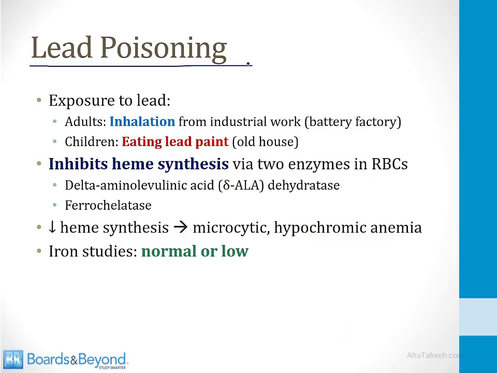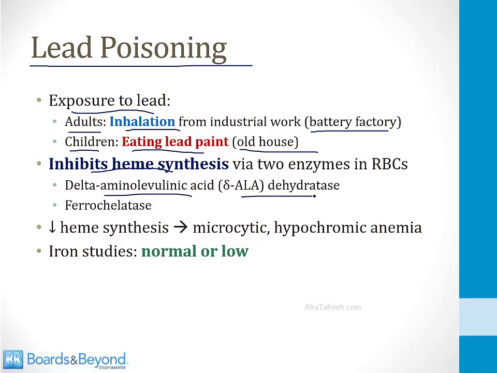Next, let's talk about lead poisoning, which is another potential cause of a microcytic anemia. Lead poisoning obviously occurs in patients who are exposed to lead. In adults, this is usually lead inhalation from some type of industrial work. Battery factory workers are a classic demographic. In children, this often comes from eating lead paint in children who live in old houses where lead paint was originally used. Lead poisoning inhibits heme synthesis by inhibiting two enzymes in red blood cells. The first one is delta-aminolevulinic acid dehydratase, or ALA dehydratase, and the second one is ferrochelatase. And we'll talk about what both of these enzymes do in a minute, but the bottom line is this inhibition leads to less heme synthesis, and therefore this can lead to a microcytic hypochromic anemia.